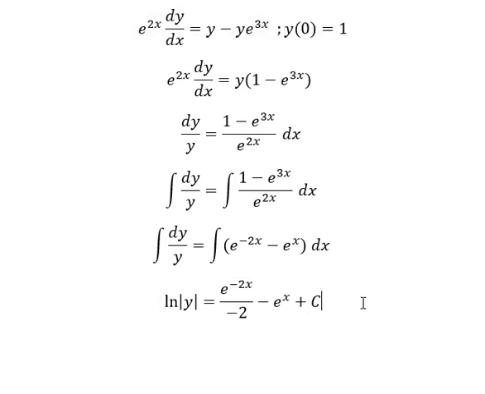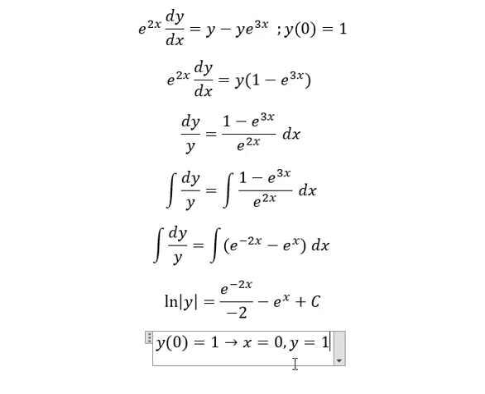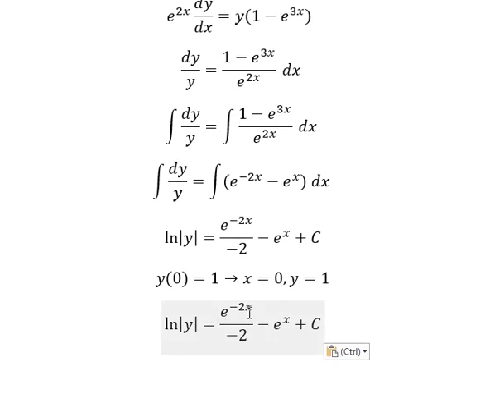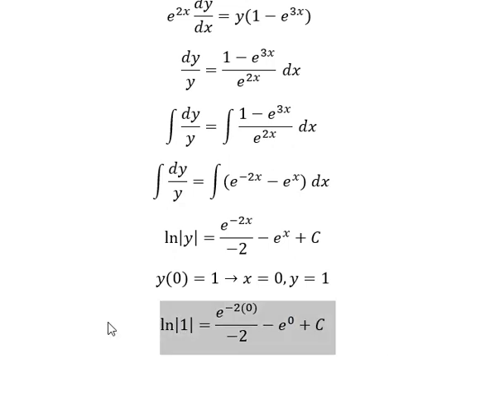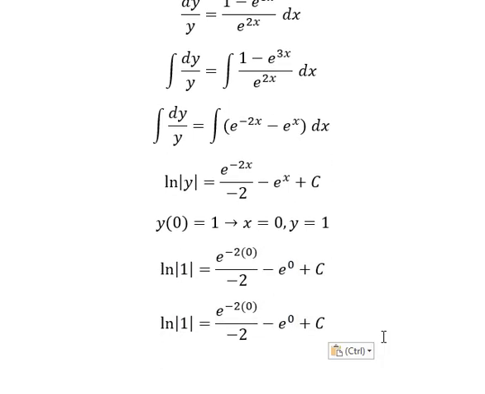So we have the condition. That means when x equals 0, y equals 1. And now I will put 0 here, and 0 here, 1 here. Now we need to simplify.